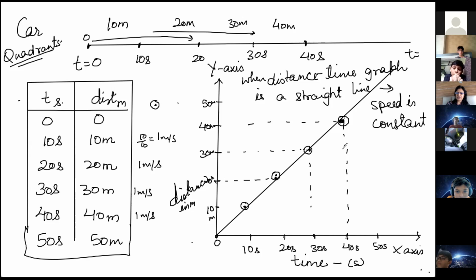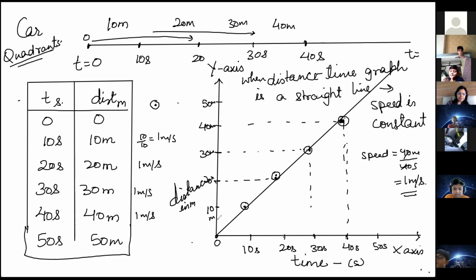Now, if I take this triangle, what is the vertical distance? 40 meter. What is the horizontal distance? 40 second. So speed is equal to 40 meter upon 40 second, which is 1 meter per second. So from the graph also you can calculate the speed. So a straight line means throughout this journey, the speed is constant, which is equal to 1 meter per second.